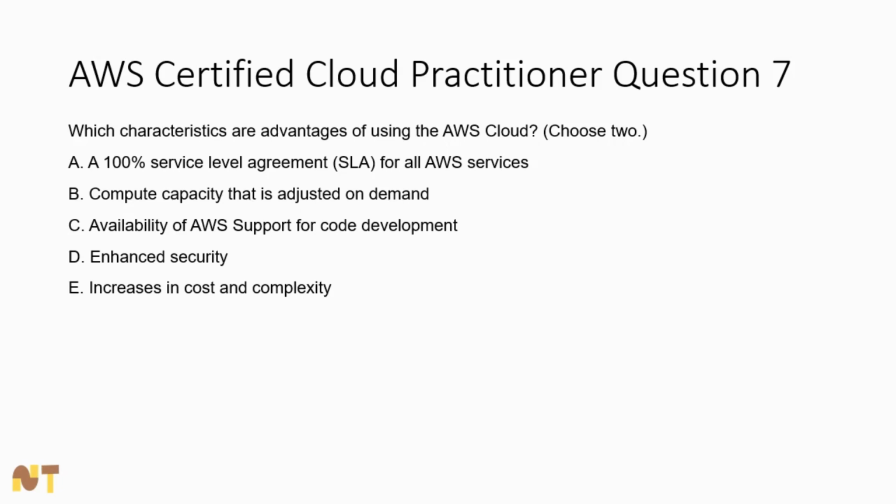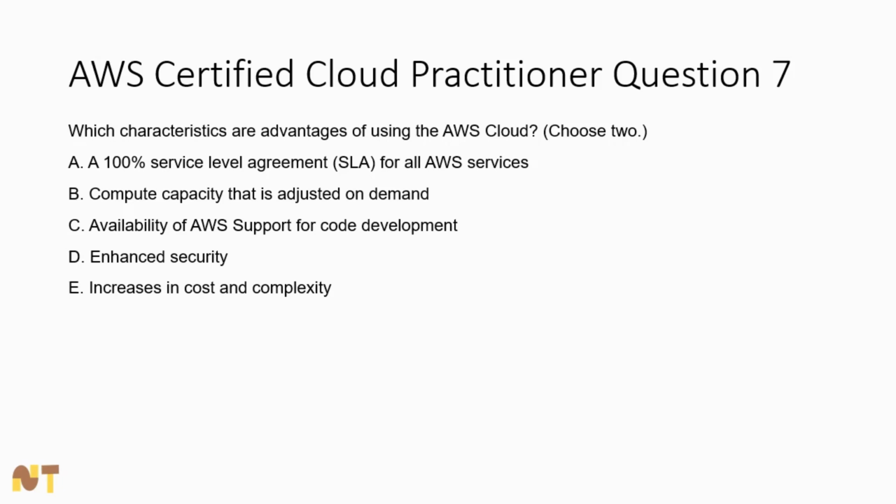Choose two. Options are A. 100% service level agreement for all AWS services. Option B. Compute capacity that is adjusted on demand. C. Availability of AWS support for code development. D. Enhanced security. And E. Increase in cost and complexity.